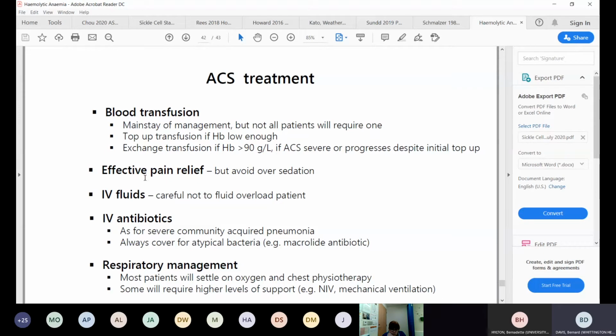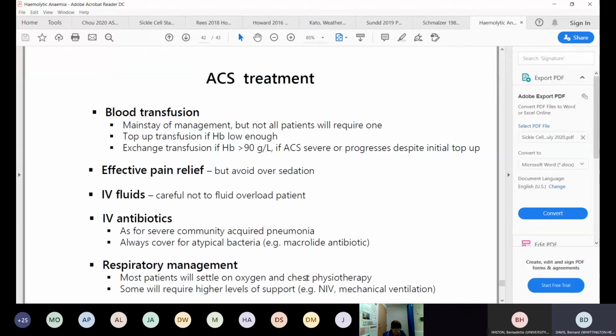It's important to give them effective pain relief, but don't oversedate them because then they don't breathe in properly, and then the situation can get worse. We use IV fluids here, and we'll give them antibiotics as we would for a severe community-acquired pneumonia. And because of the high incidence of involvement by atypical organisms, you should always give them antibiotics to cover atypical organisms. Most patients will just need oxygen and can be managed on the ward.